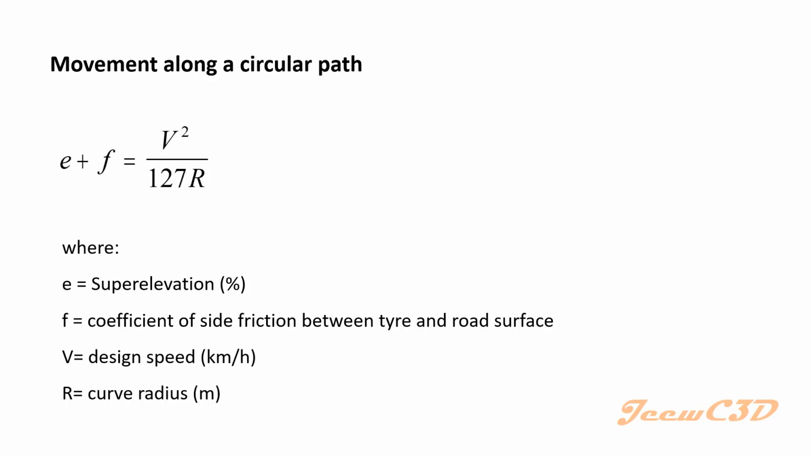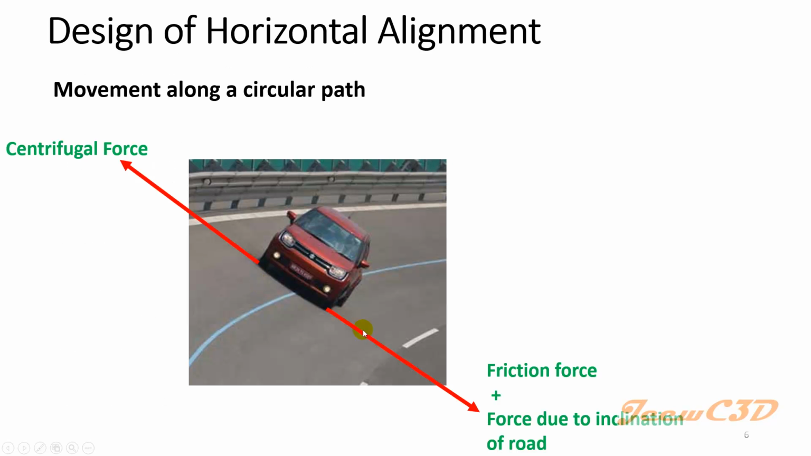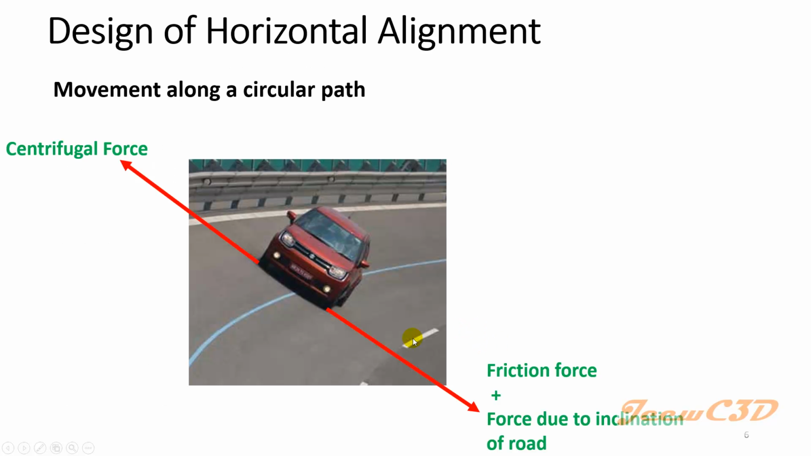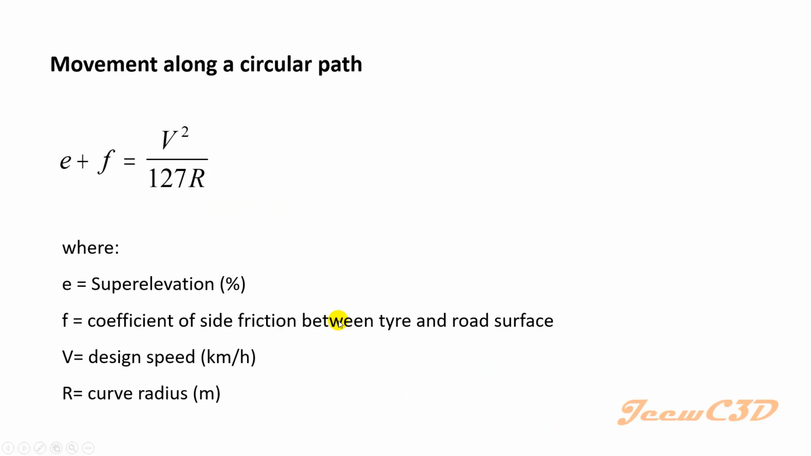So E means the super elevation, as I told you, it is this inclination of the road. Then F is the coefficient of side friction between tire and road surface. That means when the vehicle is going to drag this way, the friction of the tire and road surface act along this way. So that friction is called the side friction.